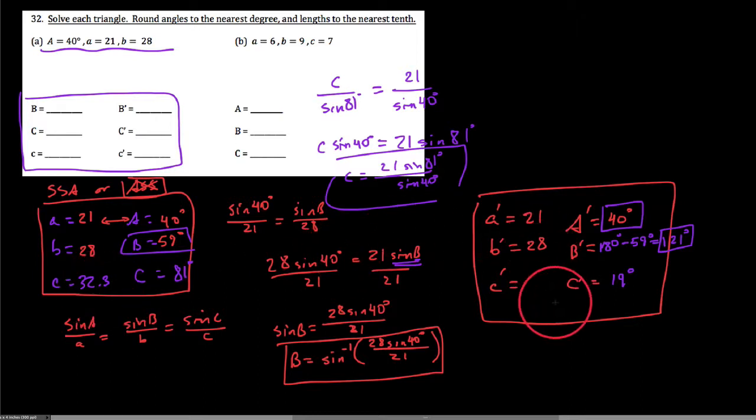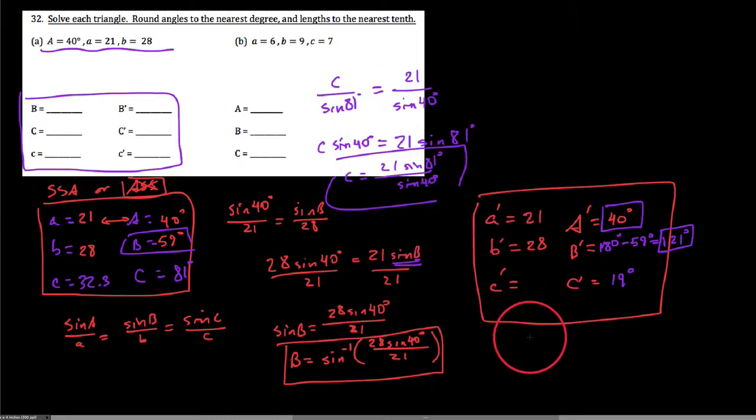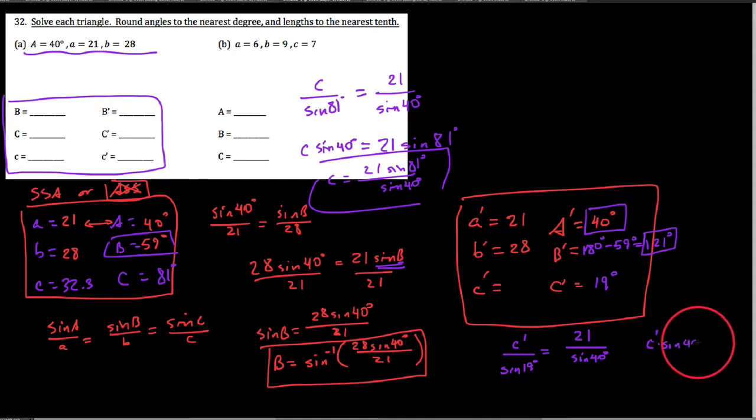Now when we go over to the second triangle, you'll notice that some things stay the same, some things change. This time, let me switch back to my pen tool here. We're going to say c prime over the sine of C prime, which in this case is 19 degrees, is equal to 21 over the sine of 40 degrees, which was our side angle pair we were given. So solving for this, we get c prime times the sine of 40 degrees equals 21 times the sine of 19 degrees.